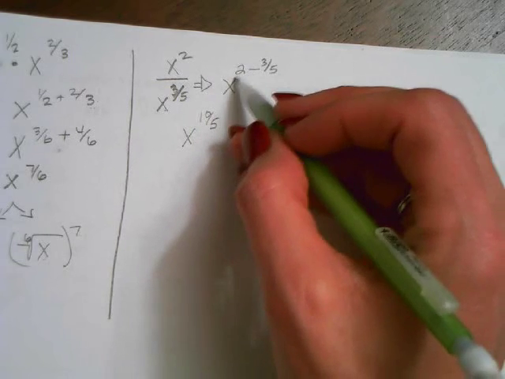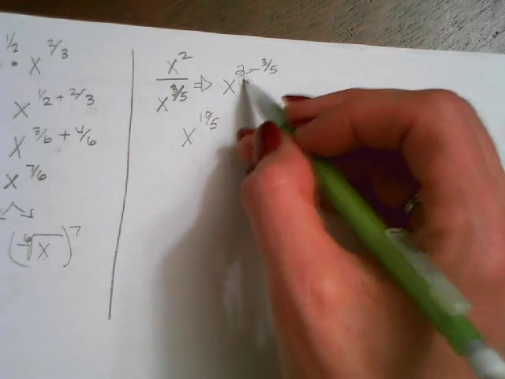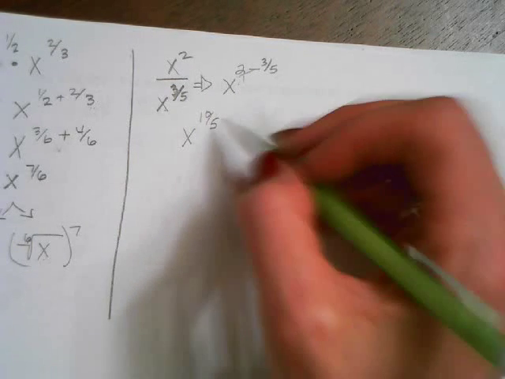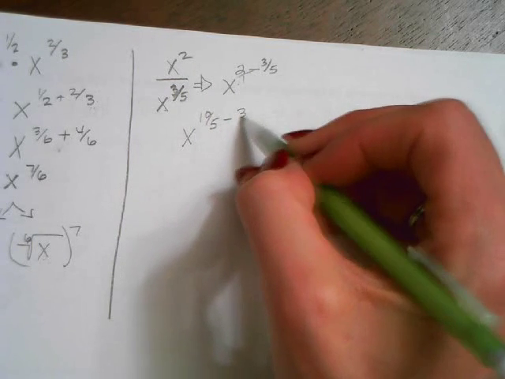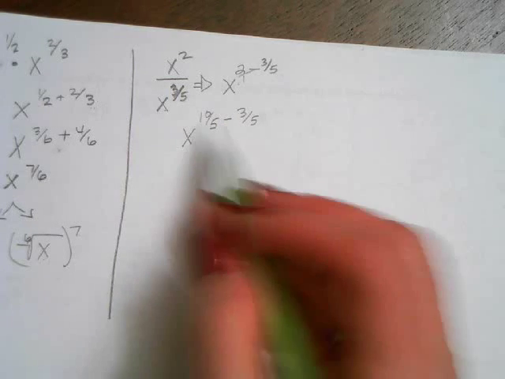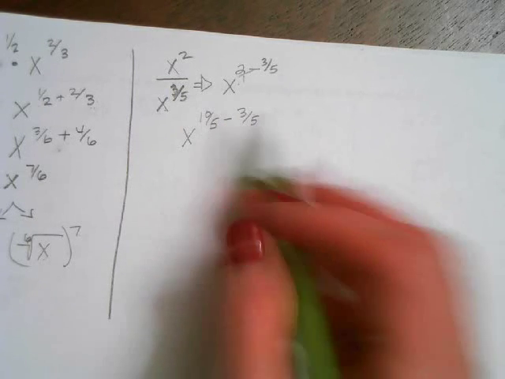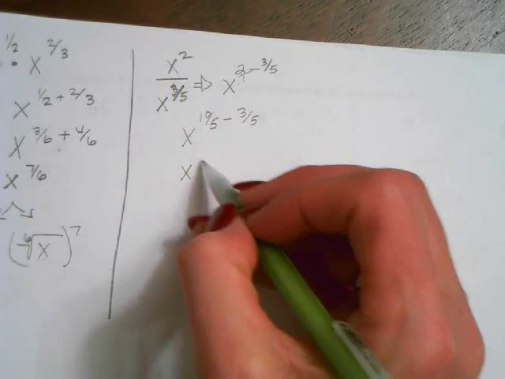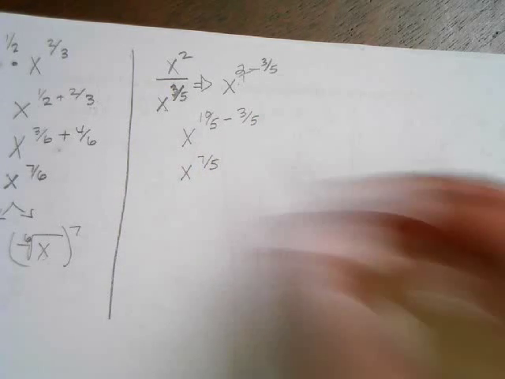Right, 5 times 2 is 10, and that's like over 1. Remember, a whole number is like over 1. And that's going to be minus 3 over 5. So now I can subtract those, right? You can subtract that, and that becomes x to the 7/5.